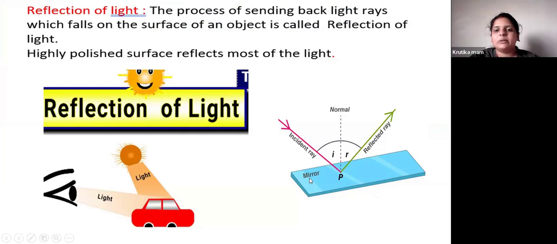You are able to see a mirror. In the first lane, you can see a blue color mirror at the bottom. A light ray falls on the mirror, that is called the incident ray. Then the light ray bounces back in the same medium, that is called the reflected light, that is called the reflected ray. Okay, so see here, next one.